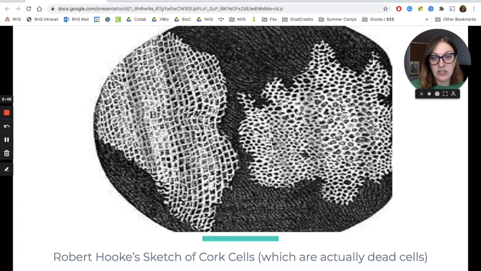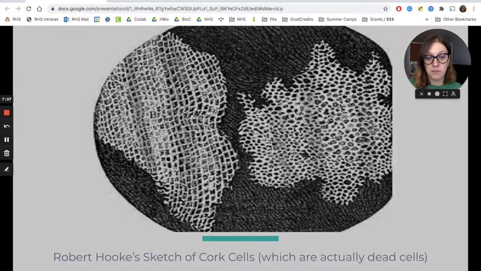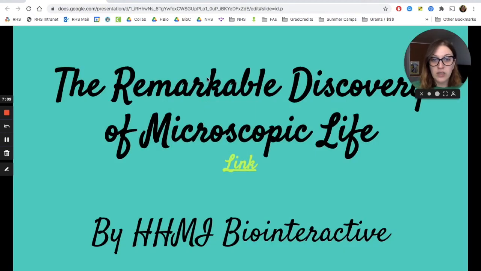And these boxy structures that Robert Hooke saw reminded him of the small rooms that monks lived in a monastery. And these rooms were called cells. And so that's why he coined the term cell, to refer to these tiny little structures that made up the whole cork tissue. So here's a cool little video I want you to watch. Please watch it all the way through to learn more about the first discovery of microscopic animal cells.